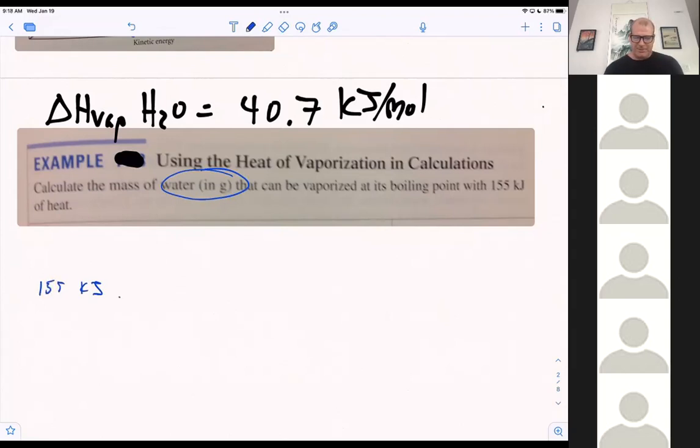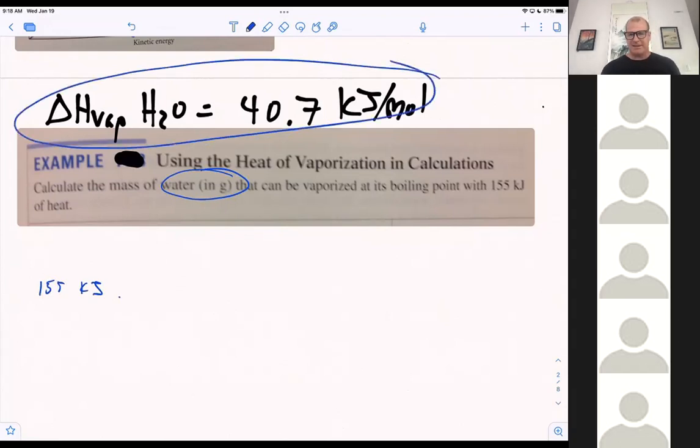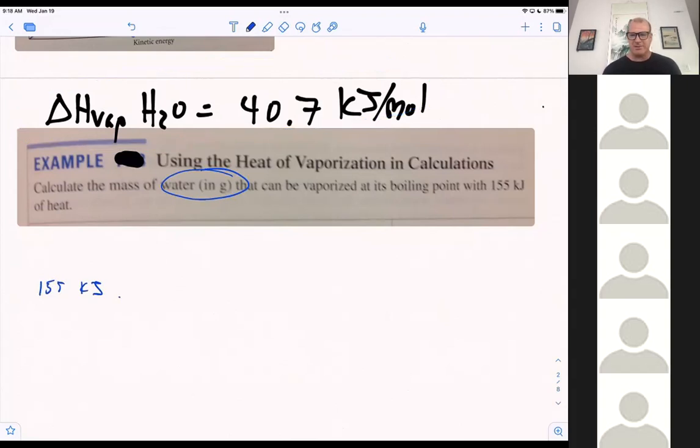the heat of vaporization of water, this right here, this is also known as the latent heat. So some people call this the latent heat. I usually use the chemistry term, the heat of vaporization. So what do we do with this? You can see the units are kilojoules per mole. So kilojoules is on the numerator right now. So we need to put kilojoules on the denominator.